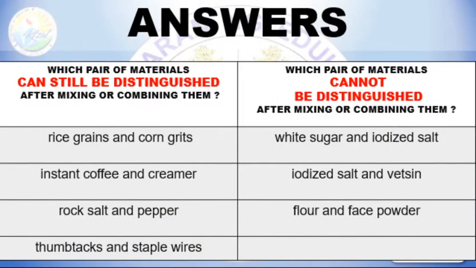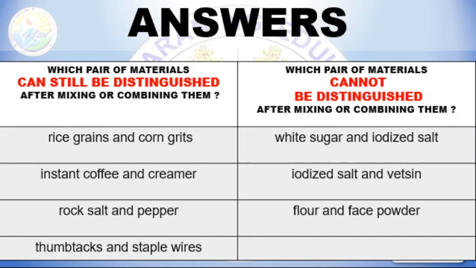So, here are the answers. Which pair of materials can still be distinguished after mixing or combining them? We have rice grains and corn grits, instant coffee and creamer, rock salt and pepper, thumbtacks and staple wires. Now, which pair of materials cannot be distinguished after mixing or combining them?